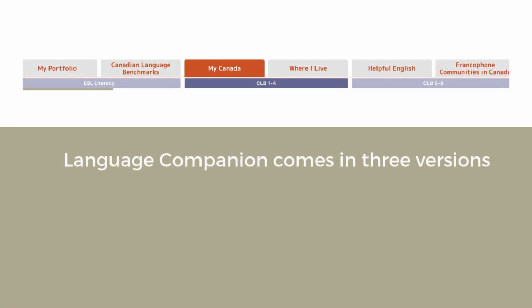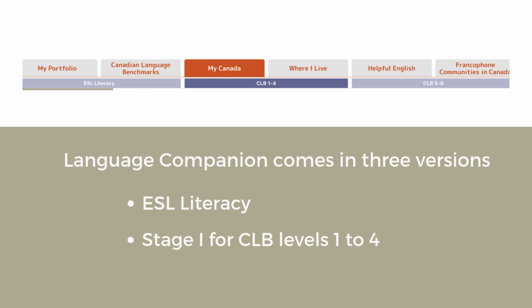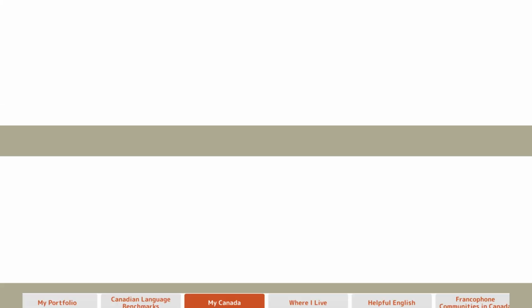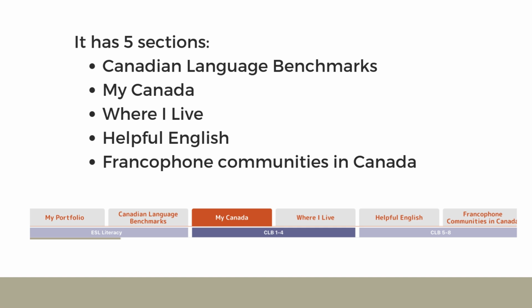Language Companion comes in three versions: ESL Literacy, Stage 1 for CLB levels 1 to 4, and Stage 2 version for CLB levels 5 to 8. It has 5 sections, each section focusing on specific content: Canadian language benchmarks, My Canada, Where I Live, Helpful English, and Francophone communities in Canada.